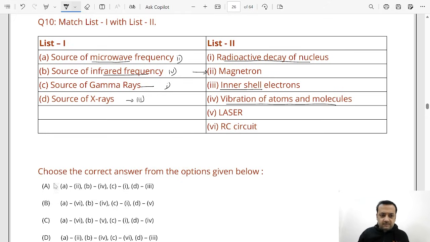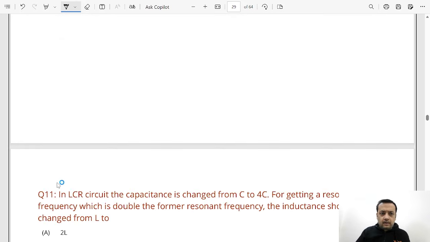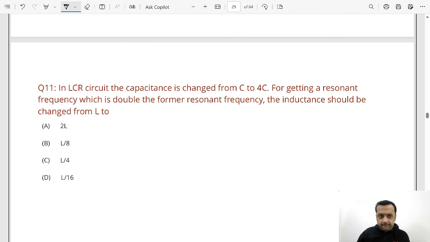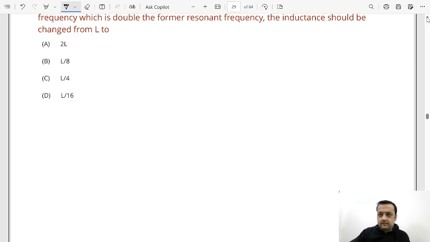So if you see, A matches with 2, B matches with 4, C matches with 1, so option A is correct answer, D matches with the third one. Okay, now let's talk about this question.